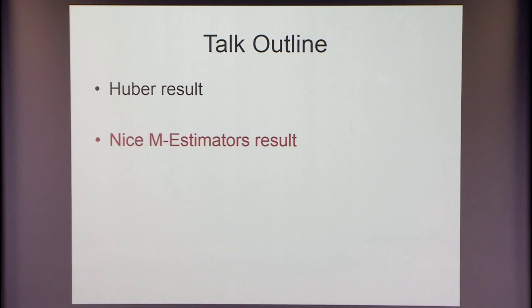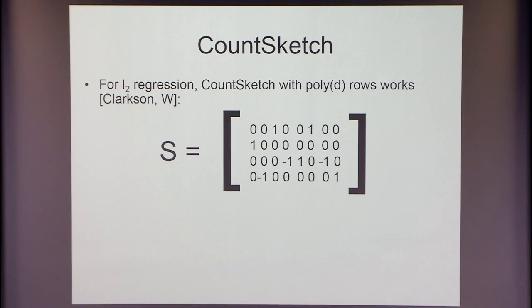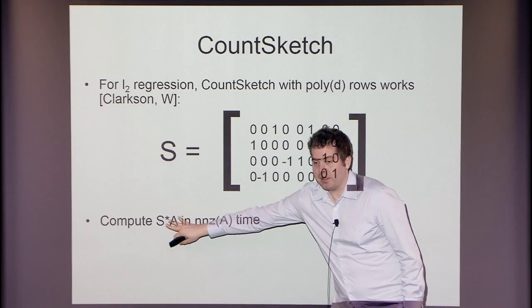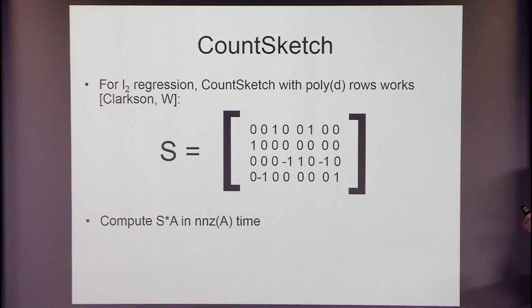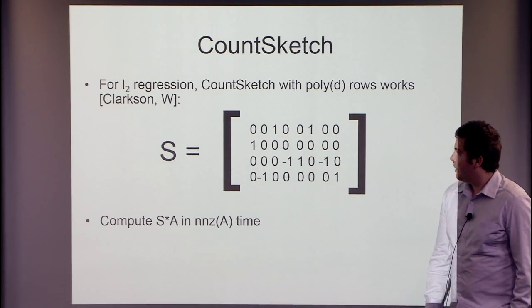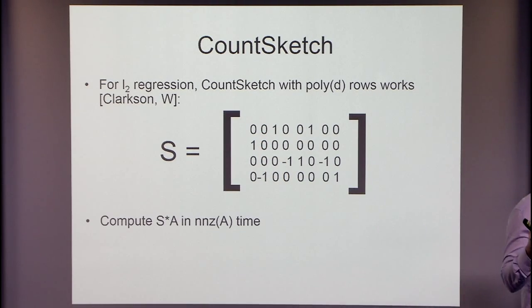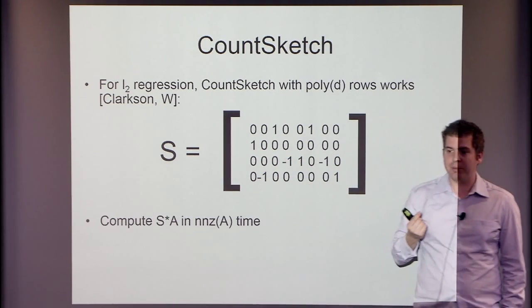Let me just briefly say the result for nice M-estimators. So this is based on sketching instead of sampling. What we previously showed was that for L2 regression, we can do the following. If we take our matrix A and we compute S times A, where S is a random matrix of a very specific form. So S is a very sparse matrix. The columns are chosen independently. In each column, I choose the location of a single non-zero entry uniformly at random. And in that location, I put 1 or minus 1 with equal probability.